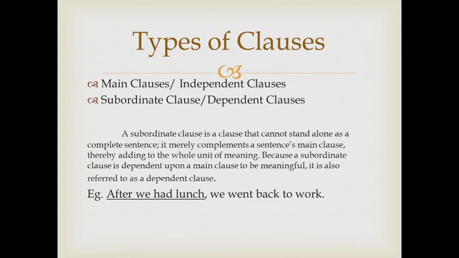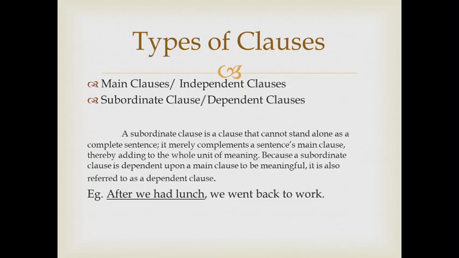So the second part of the sentence, we went back to work, is a sentence which has a complete meaning on its own. So it is a clause and a sentence which has a complete meaning. It is known as an independent clause or a main clause. It does not need any addition to get a complete meaning. We went back to work.